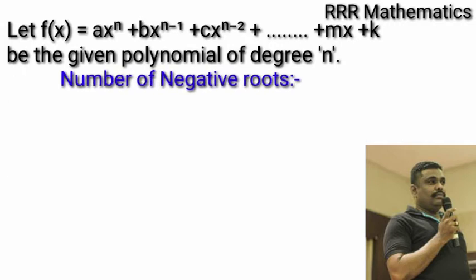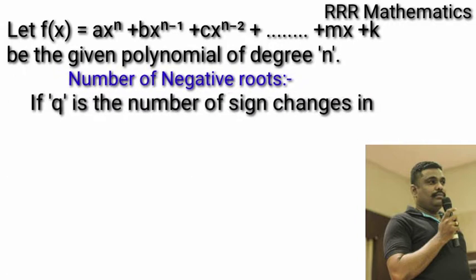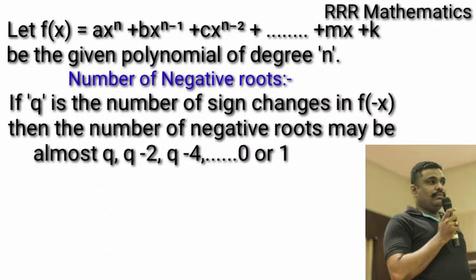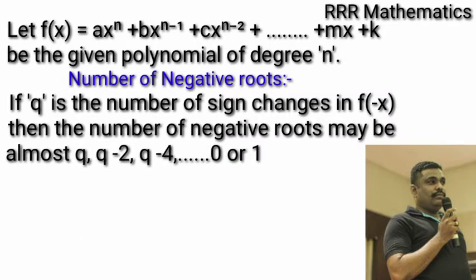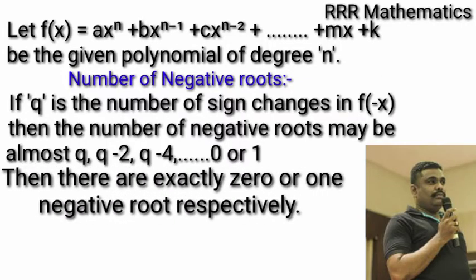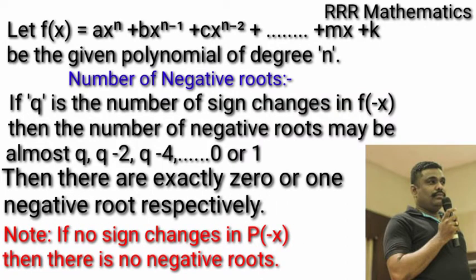Now, number of negative roots. If q is the number of sign changes in f of minus x, then the number of negative roots may be at most q or q minus 2 or q minus 4, etc., down to 0 or 1. Then there are exactly 0 or 1 negative roots respectively. Make a note, if there are no sign changes in f of minus x, then there are no negative roots. In this case also, the number of roots is at most q and is reduced by multiples of 2, that is q, q minus 2, q minus 4, etc., down to 0 or 1 roots respectively.